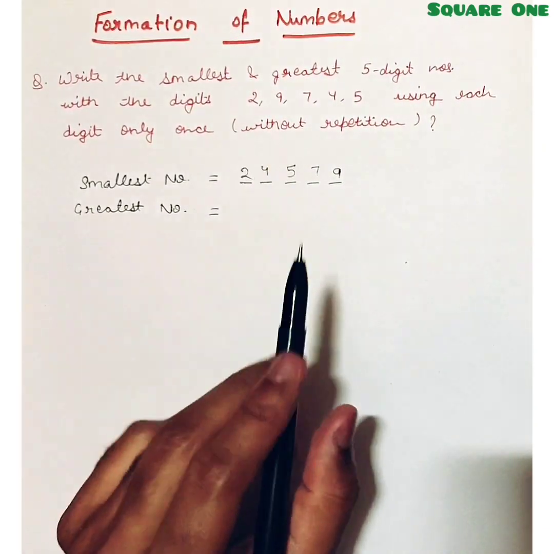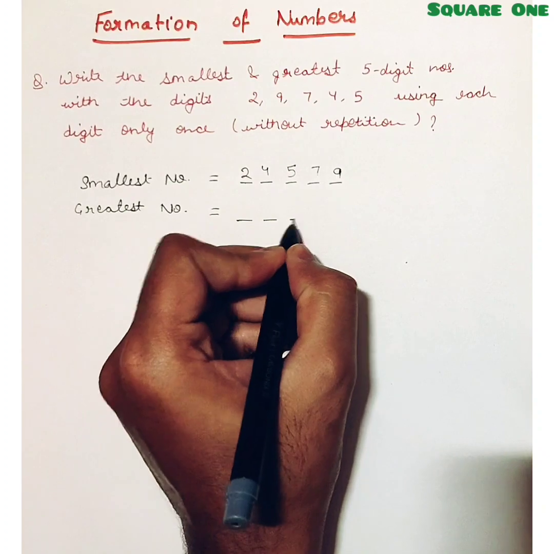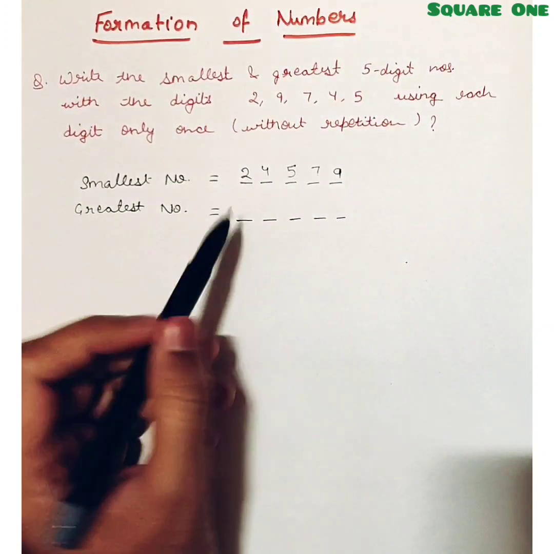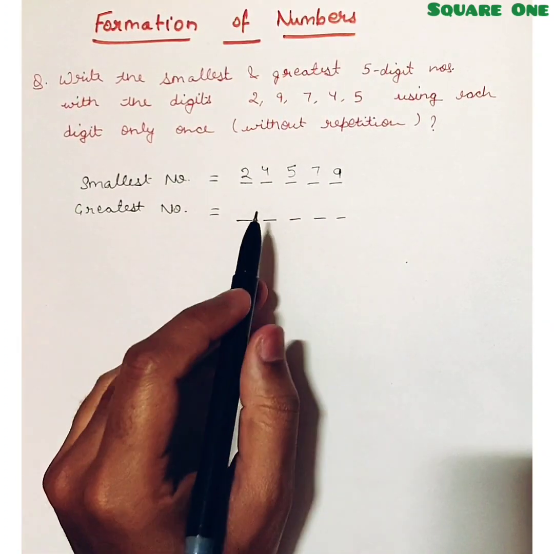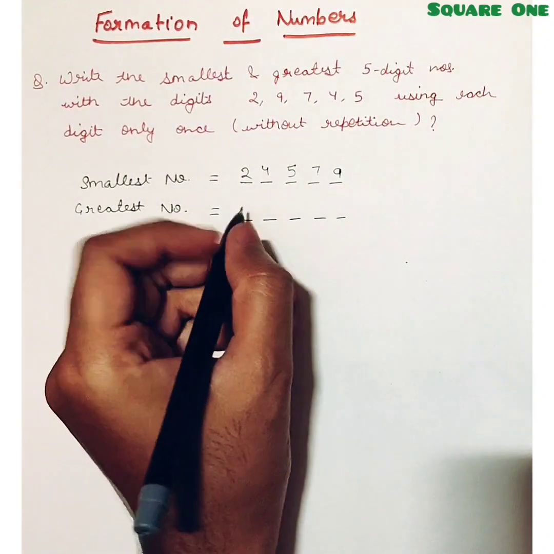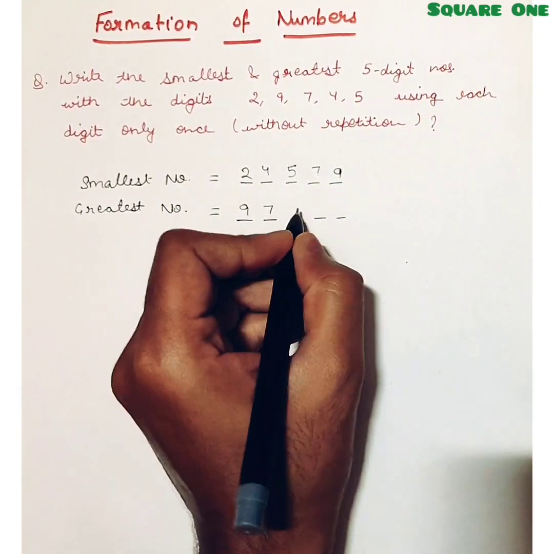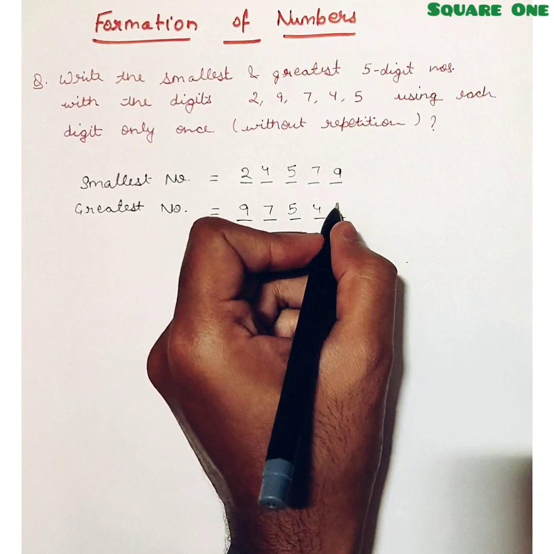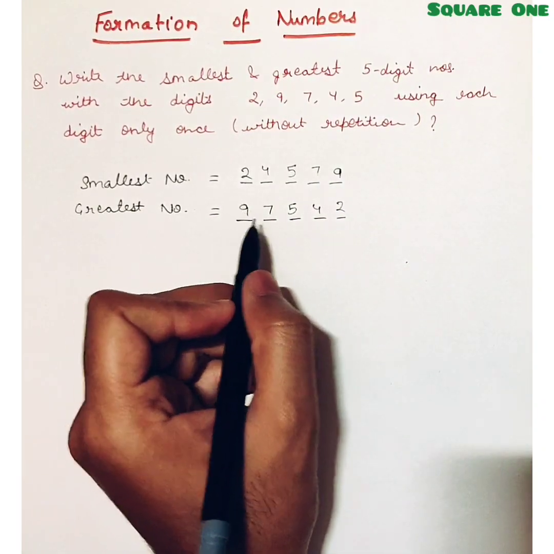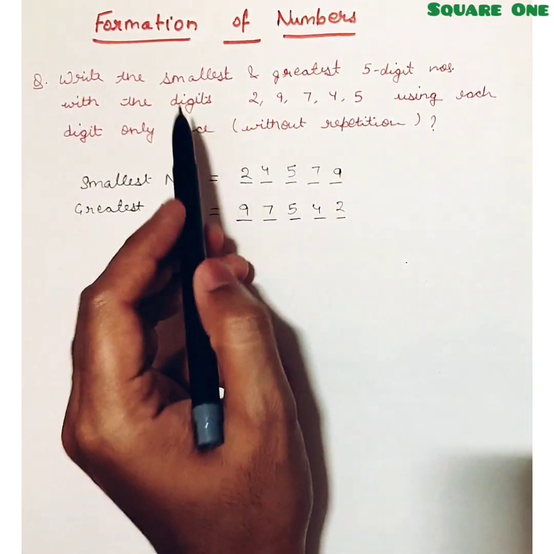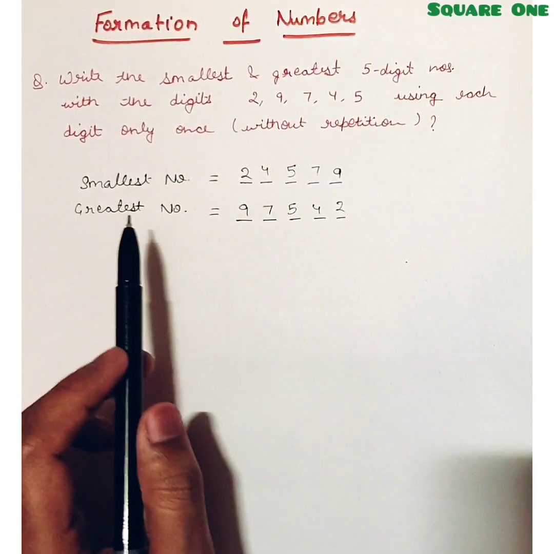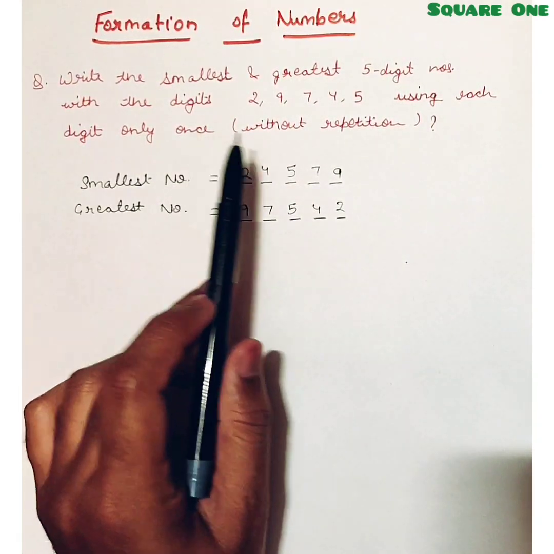Okay, if I am going to write the greatest number, again we have to make 5 places. For the greatest number, the first digit will be the greatest among them, which is 9. Then we have 7, then 5 and 4 and 2. In this way we have gone from the greatest digit to the smallest digit in the given digits. This is how we write the smallest and the greatest numbers if some digits are given to us.